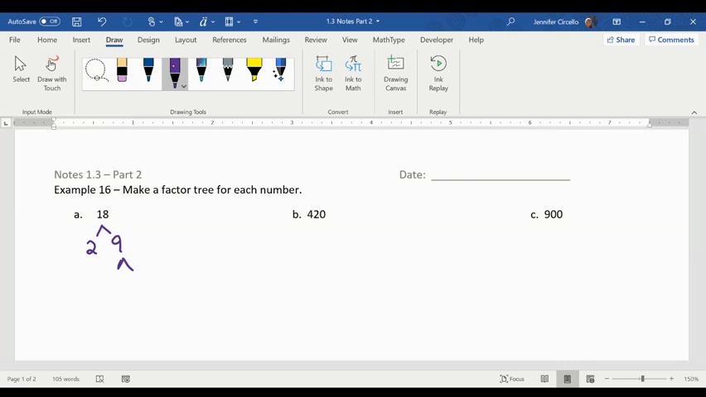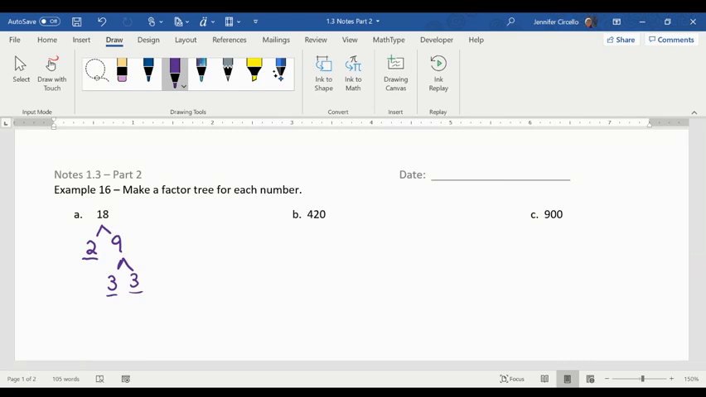Then for 9, the smallest number that goes into 9 is not 2 anymore. 2 doesn't work. It'll be a 3. So 9 is 3 times 3. And you are done. So the prime factors of 18 are 2, 3, and 3.